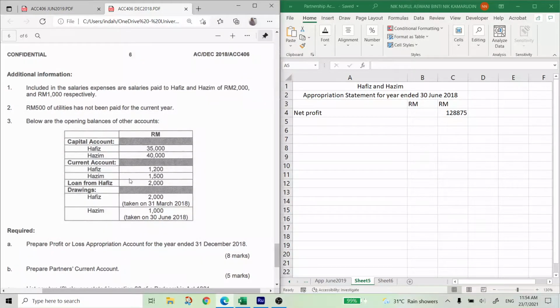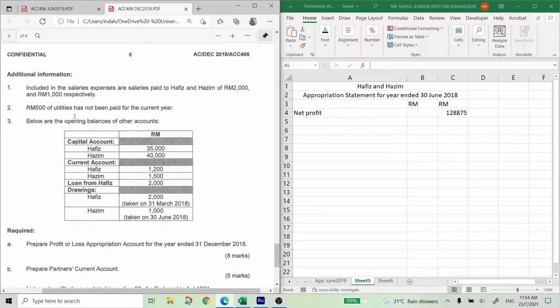Number 2, 500 of utilities has not been paid for the current year. When the amount is not paid, usually it is not yet included in the utilities account before adjustment. So we need to adjust for this amount and include it in arriving at the net profit. We are going to show that under adjustment as well.